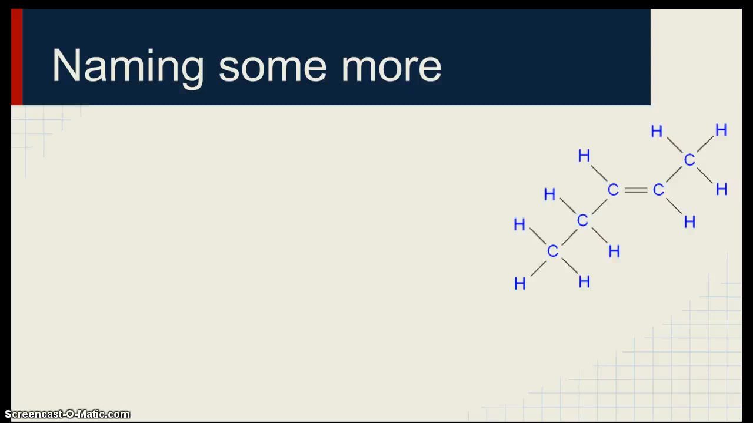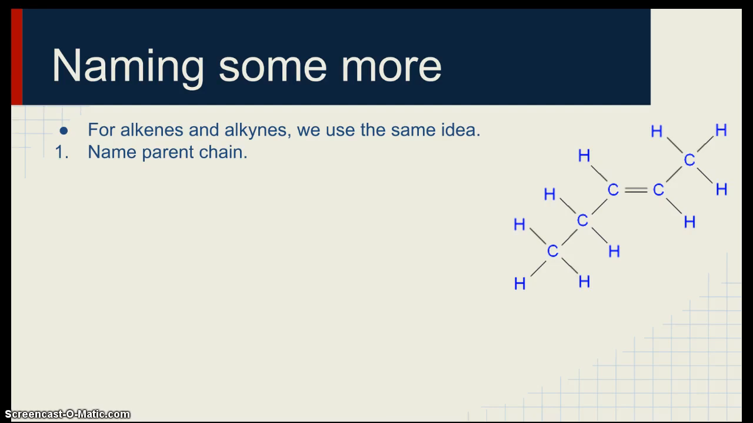Okay, just one more thing we need to talk about naming, because what if there's a double or triple bond? It could be here, or it could be here, or maybe it could even be here. How do we know? Well, we're going to follow the same naming rules for alkenes and alkynes. So first of all, we'll name the parent chain. How many carbons in the parent chain? You should count 5. So this is going to be pent. But since there's a double bond, since this is an alkene, it's not going to be pentane. It's going to be pentene.